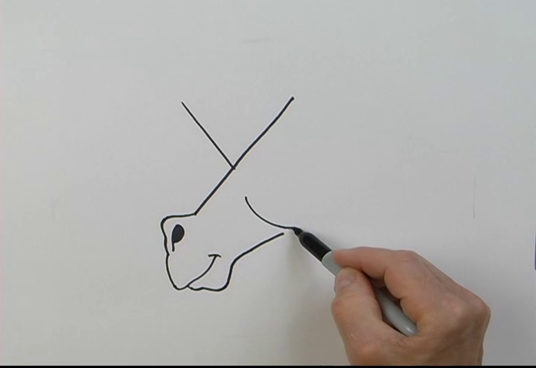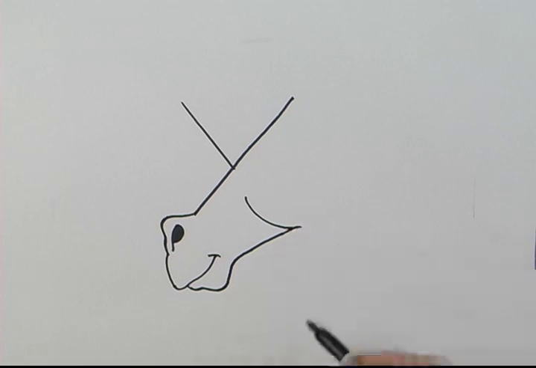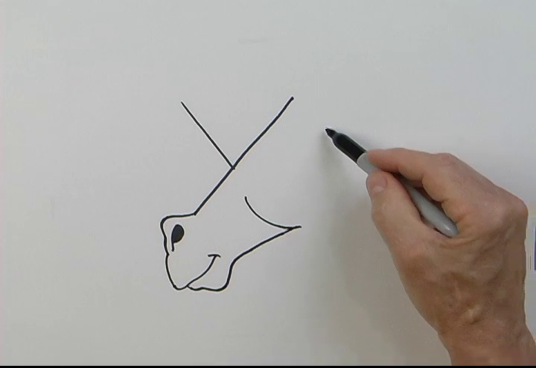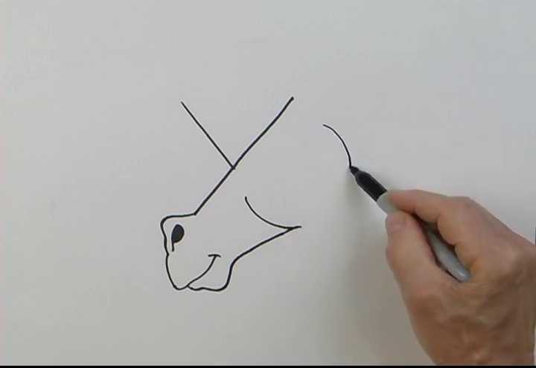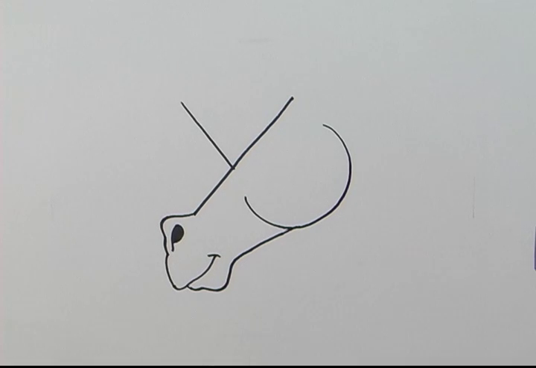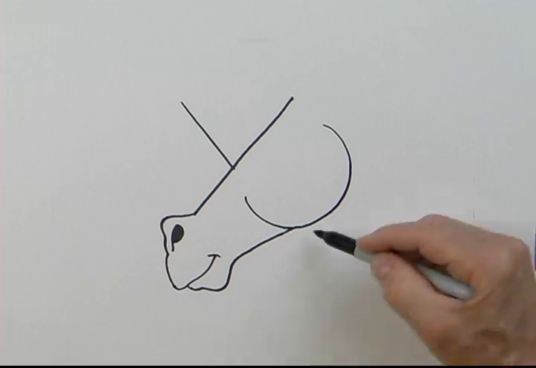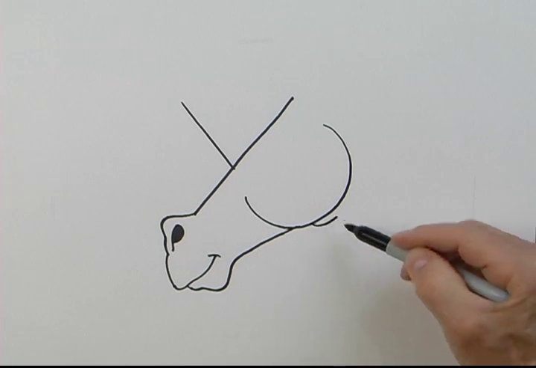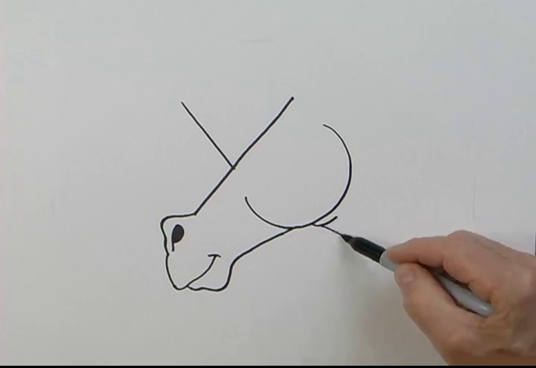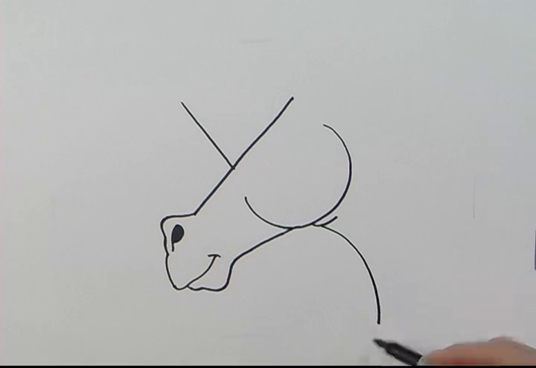A curved line there for the horse's cheek. Now bring that line down and curve it around and stop. And bring this long curved line down for the bottom of his neck.